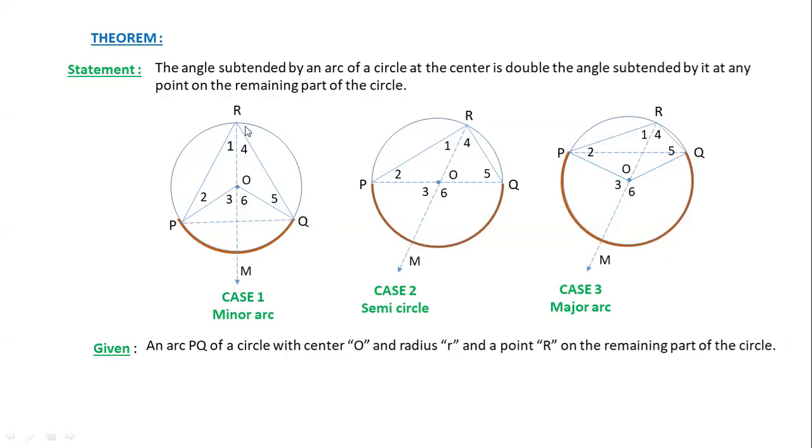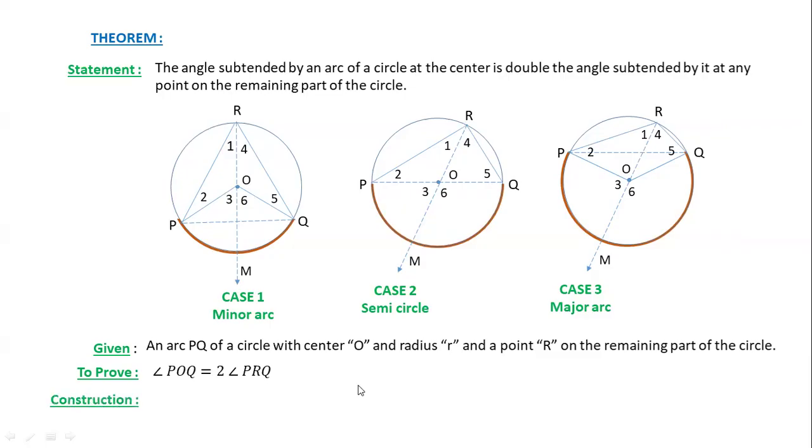This is what is given. So on the remaining part of the circle, the point R is located. Now, what do you have to prove here? I have to prove angle POQ, that is angle 3 plus 6, is equal to angle PRQ. In all three cases, it is the same case.